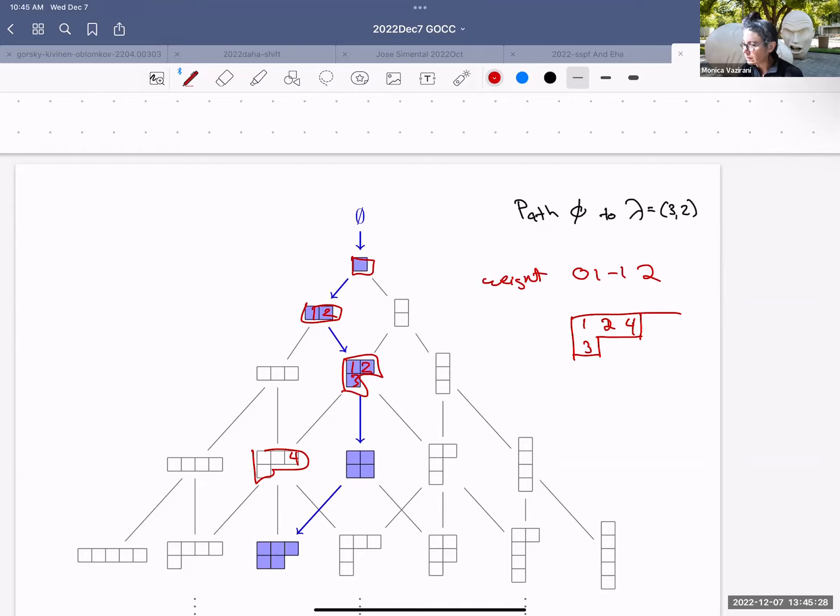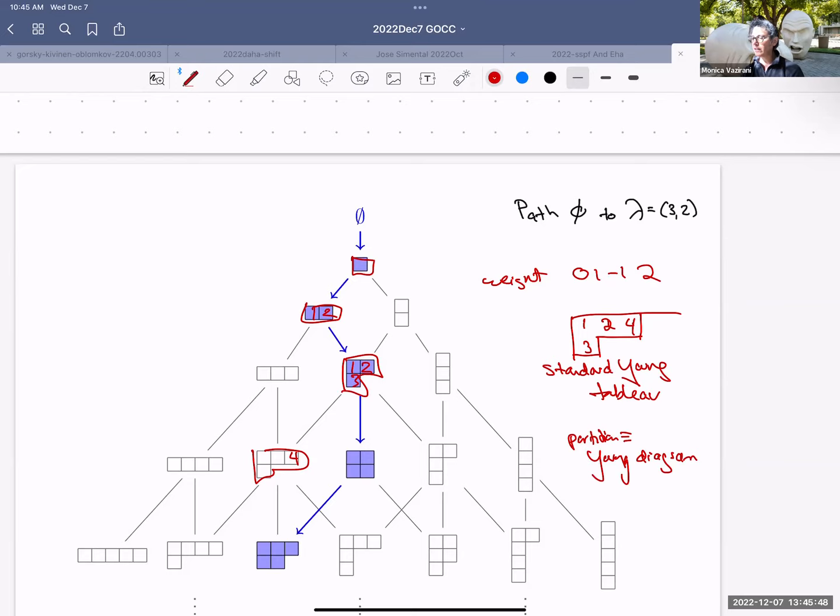This is something that we call a standard Young tableau. A partition, sometimes people call it a Young diagram, just like this is Young's lattice of partitions. So Young is all over the place.